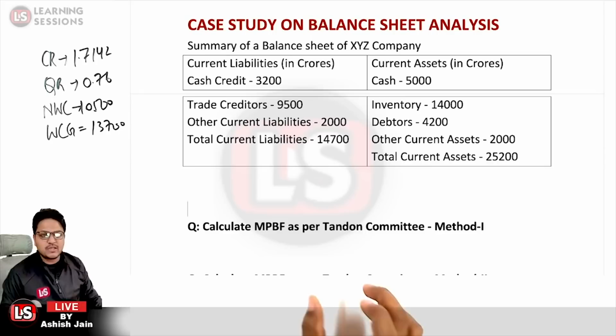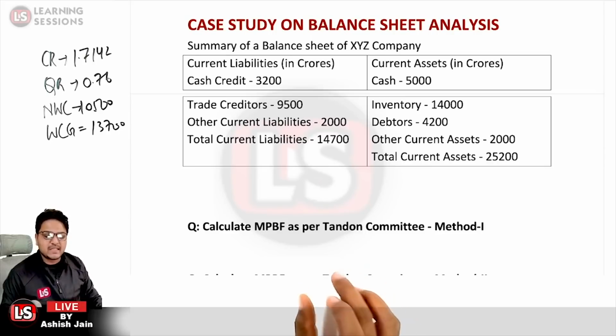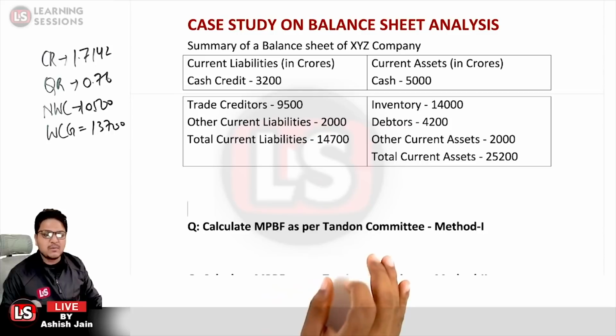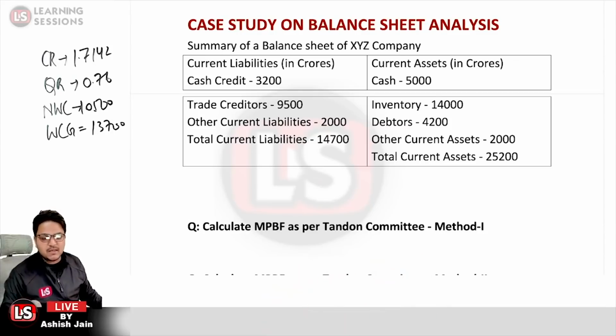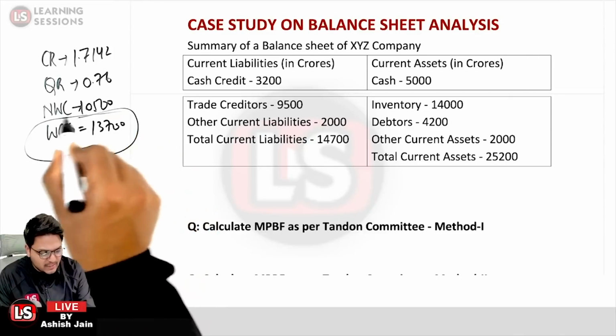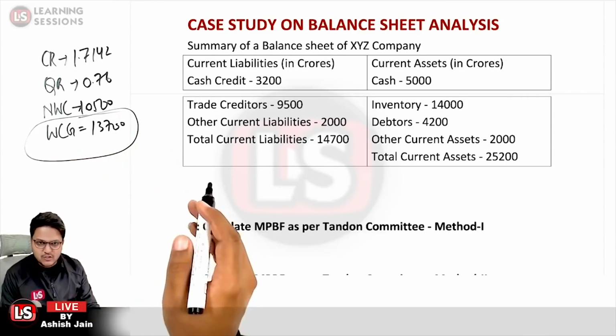Okay, so in the question itself, it is given that calculate the maximum permissible bank finance, that is MPBF, as per the Tandon Committee Method 1. Now, as per the Tandon Committee Method 1, what is the financed part? Let me just tell you. When we consider whether it is method 1 or method 2, what amount is to be financed? Working capital gap is the amount that is to be financed.